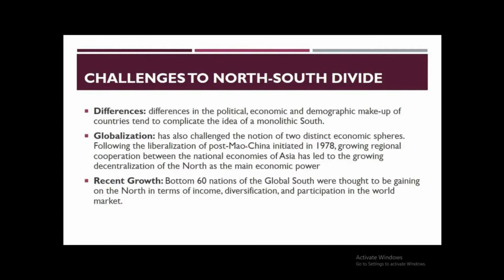Now let's move on to discuss the challenges that the North-South division is facing. In my opinion, these are the 3 most prominent challenges that the North-South division is facing. The first one is differences. Differences in what? Differences in the political, economic and demographic makeup of the countries comprising the global south.